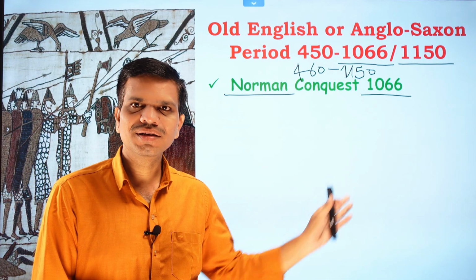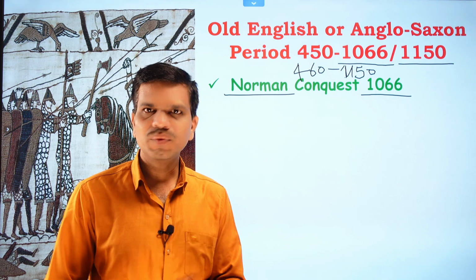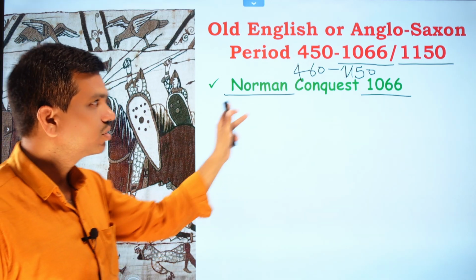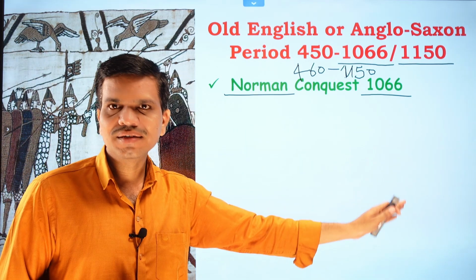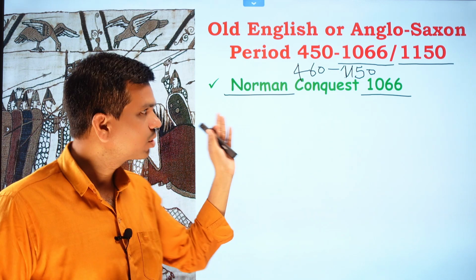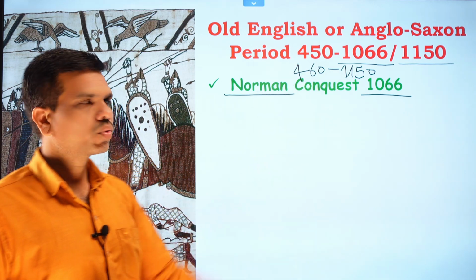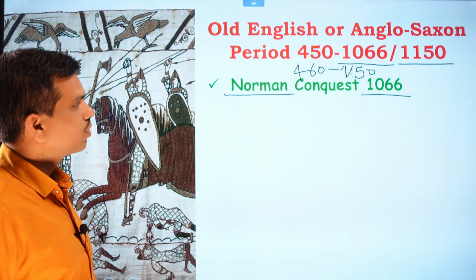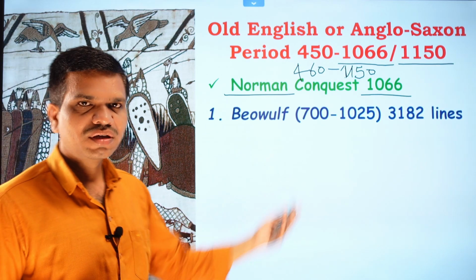There is material available online. Just go to Wikipedia and find out about the Norman conquest. This is important regarding the competitive exams. Some of the questions are asked on this Norman conquest. Now let's see what literature was composed in this period.